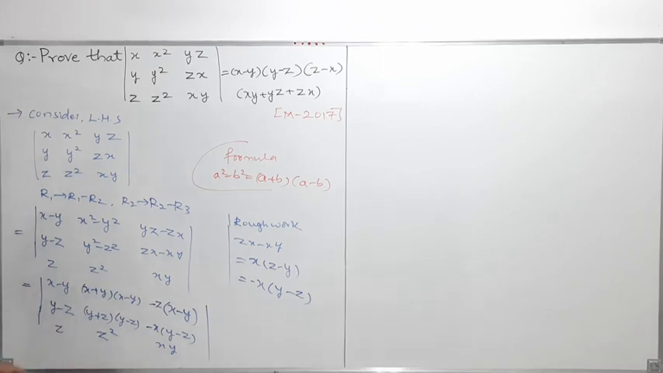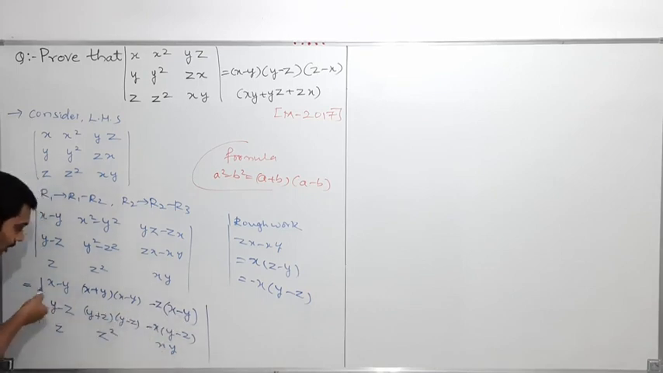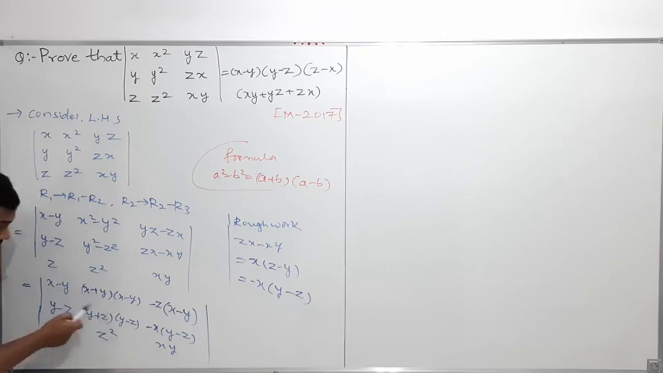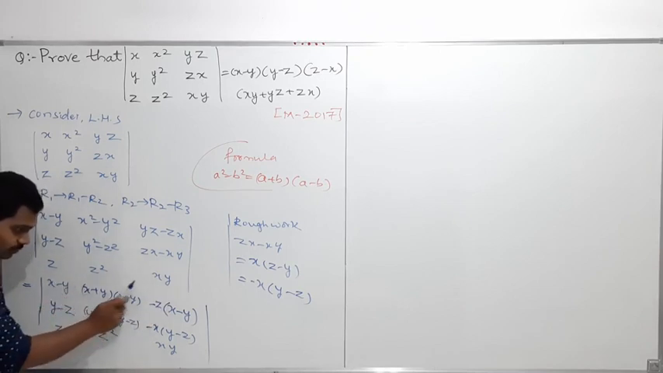Clear? And now my dear students, you can observe here in the first row, x minus y is there. Here also x minus y is there. Here also x minus y is there. It means from row 1 I can take x minus y common.